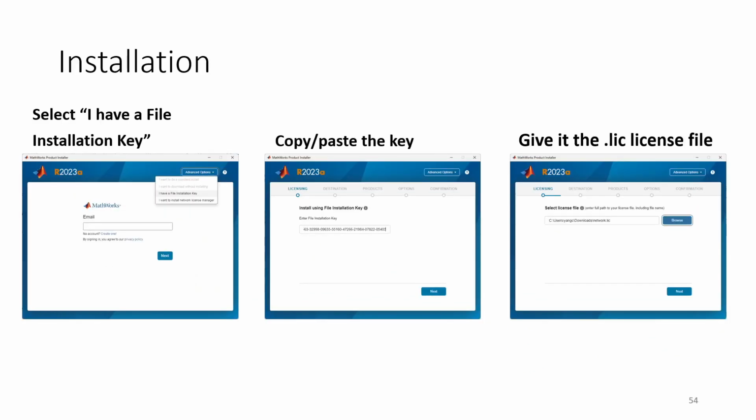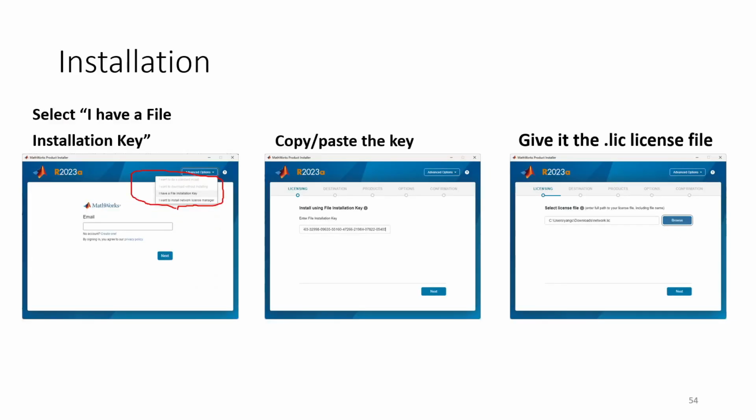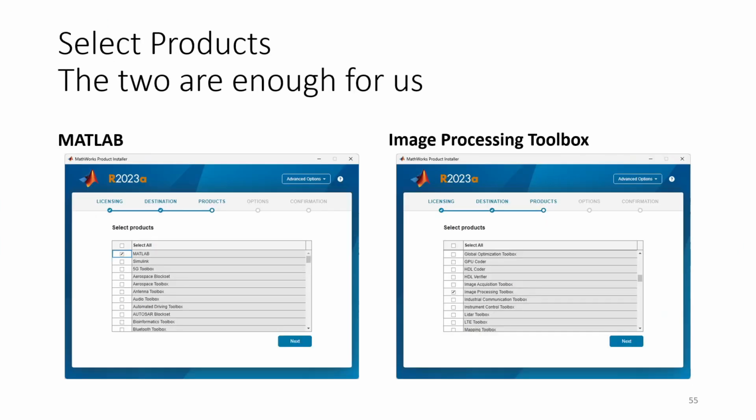Then first you need to... There are several options here, and please select the I have a file installation key, and copy paste the key. The key is here. Okay, and then you need to also input your license file. Then in the installation page, you only need to select MATLAB, the primary program, and the image processing toolbox. That's all enough for our course.